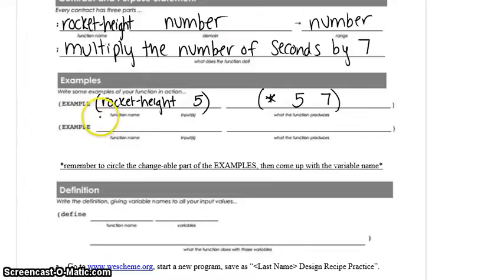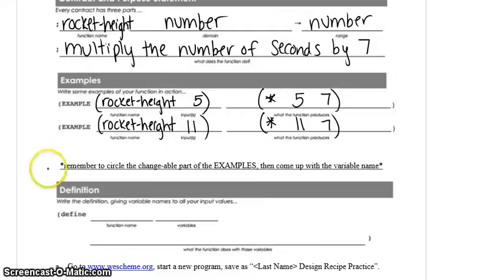Second example, everything is going to be staying the same, except you can get creative with one thing. The only thing that can be changing is the number that's used as the input. So instead of 5, let's use 11. What's the computer supposed to do with the number 11? Well, it's supposed to multiply 11 times 7.